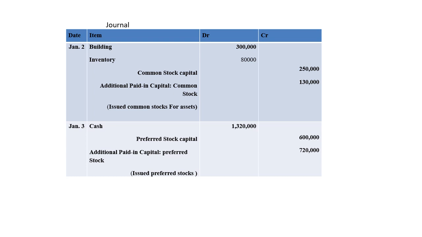Credit preferred stock capital by the par value. You multiply the number of issued shares, 12,000, by the par value, which is 50 LE per share for the preferred stocks. So you get 600,000. The difference between 1,320,000 minus 600,000 is 720,000 additional paid in capital preferred stocks, and that's issuance of preferred stocks for cash.